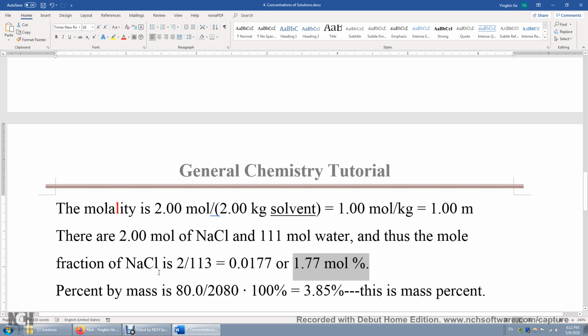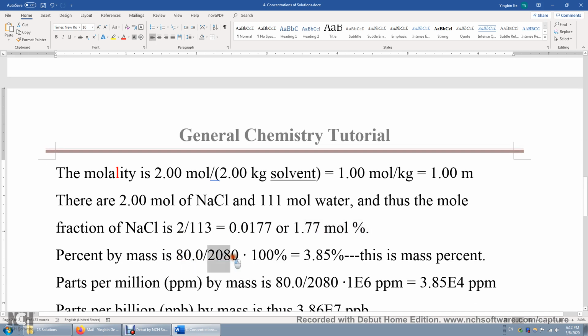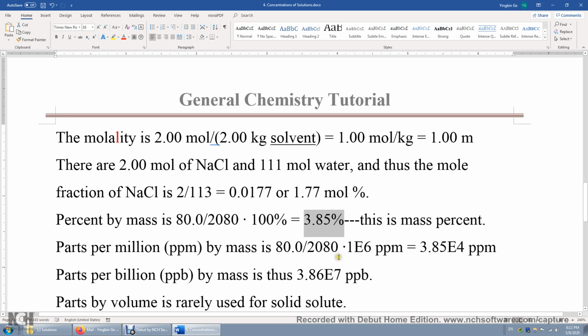You can do percent by mass, so it's just 80 divided by, again, you need to sum up the mass of solute and solvent. It's 2080, so the result is 3.85. That's the mass percent. And then you can convert this to parts per million by mass easily. Again, it's just the same division. This time, you don't multiply this fraction by 100%. You multiply this fraction by 1 million parts per million. And you get this much ppm.